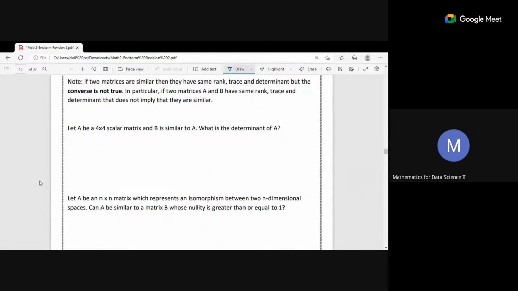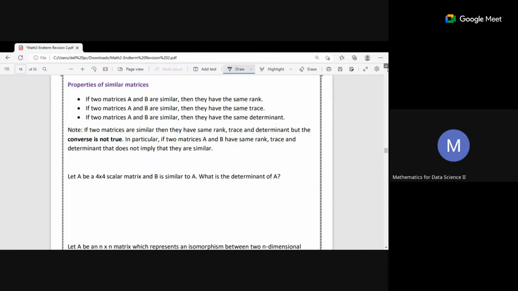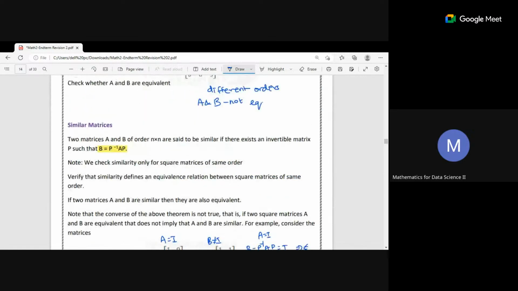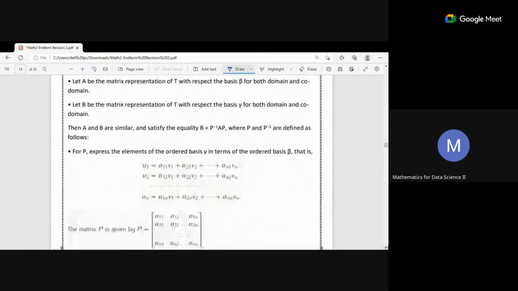These properties are important again. If two matrices are similar, then the rank, trace, and determinant, all of them are the same. But the converse is not true. That means if rank, trace, and determinant are all the same, it is still possible that the matrices are not similar. The same example is still applicable. Here you see the trace, rank, and determinant are all the same, but still the matrices are not similar. Okay, fine.